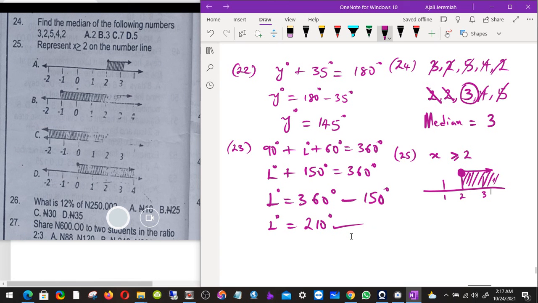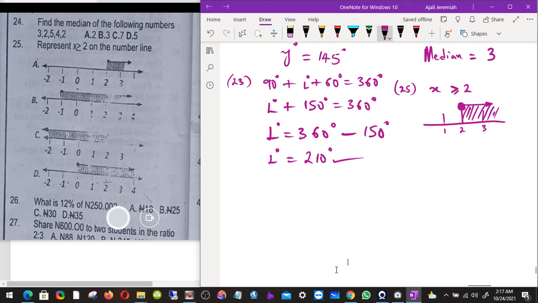That's number 25. Number 26 says what is 12% of 250 naira? So that is just 12 over 100 times 250. 12% is 12 over 100.